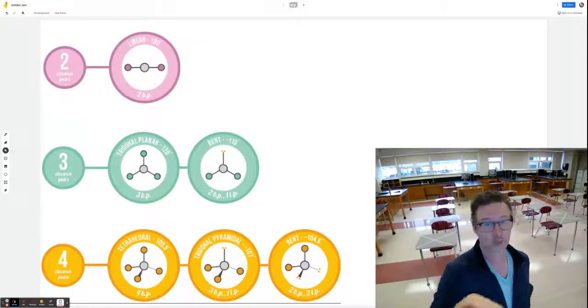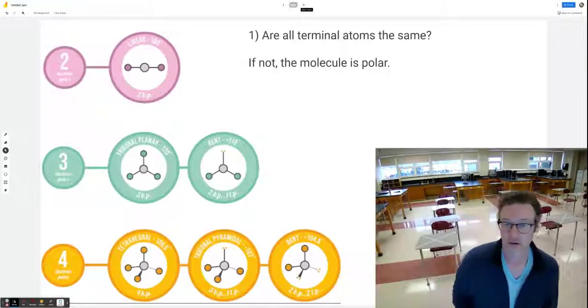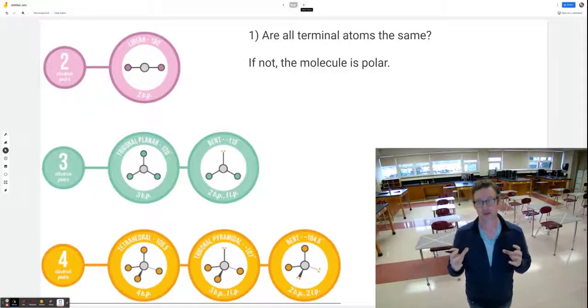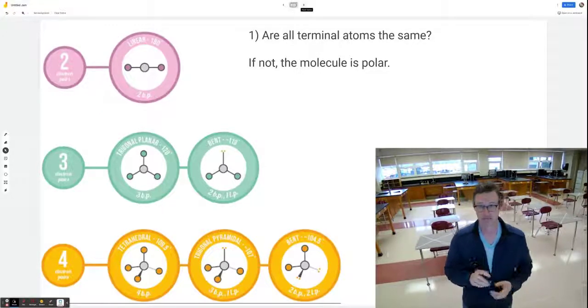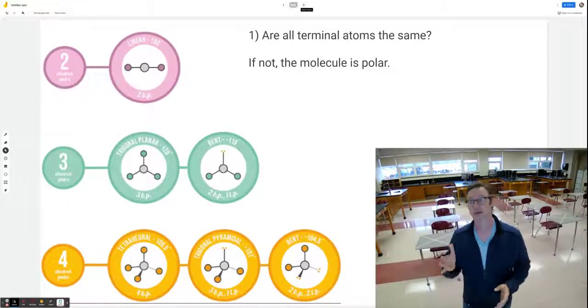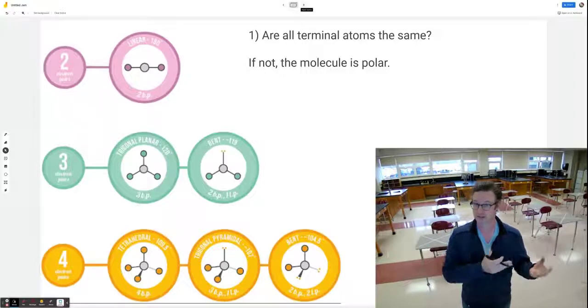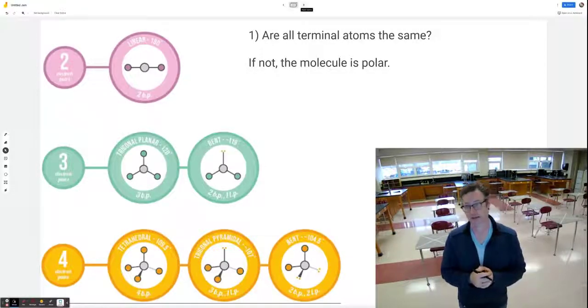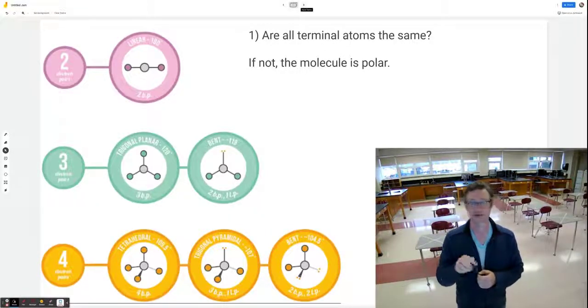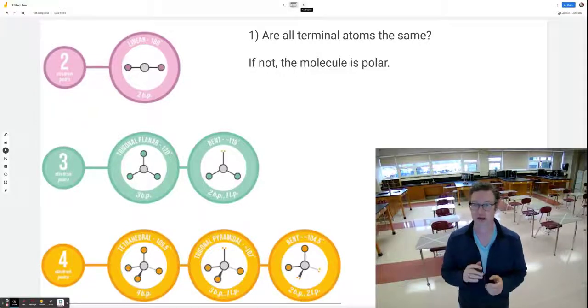So the first thing you want to look at, once you've drawn your Lewis structure, is whether all the terminal atoms are the same. So are all the atoms that are connected to the center the same element? Are they all fluorines? Are they all chlorines? Are they all hydrogens? If they're not the same, then you can stop right there. The molecule is going to be polar for our purposes. If they are the same, you have a little more work to do. It might still be polar, depending on what happens with the second thing I'm going to show you. But if there are any terminal atoms that are different from the other terminal atoms, if one of these things does not belong, then you can stop and say it's polar.